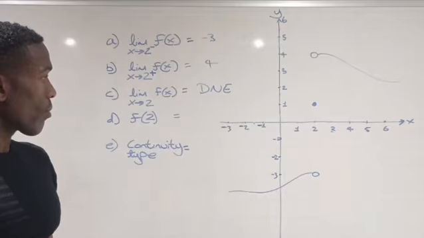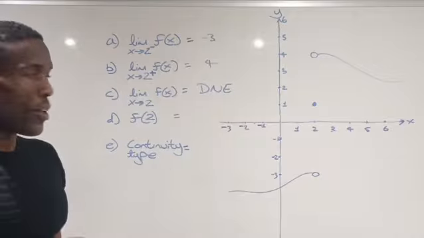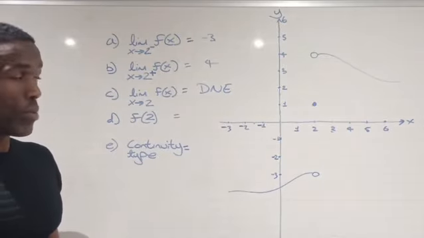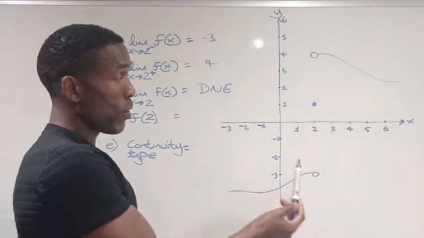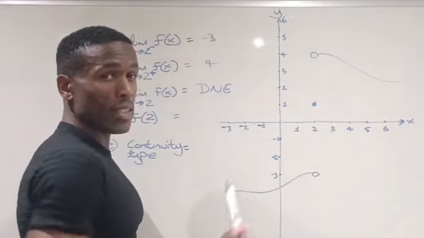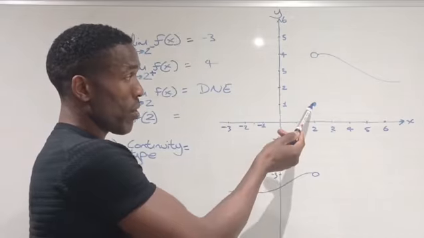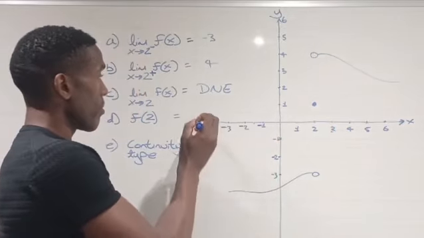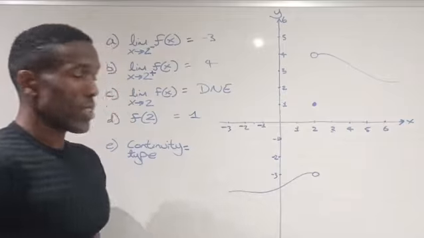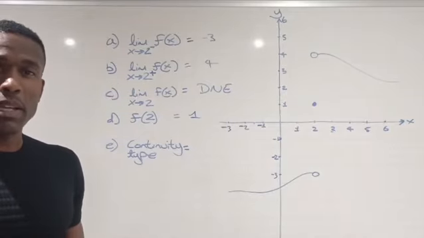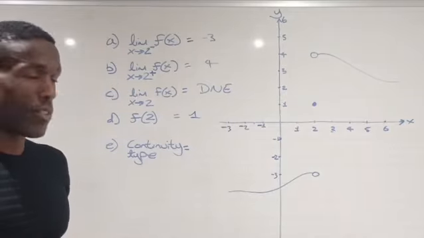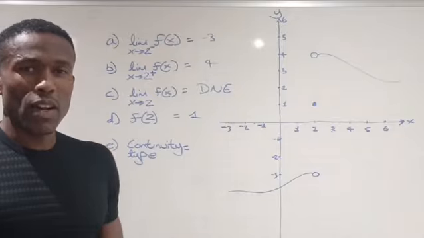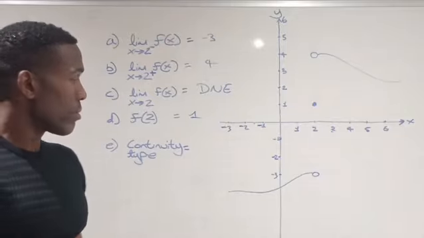Now, what's the function's value when x equals 2? Well, what we're looking for at x equals 2 is a closed circle. We've got a closed circle. The corresponding y value is 1. So the function's value doesn't have to be the function's limit. They can be different.